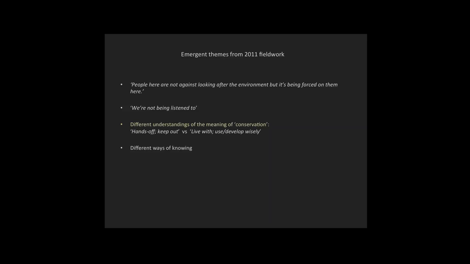For example, the understanding of conservation that people on Barra perceived the Scottish Government to have was one of hands off, keep out, draw a line around, and don't touch. And if you think back to the maps I showed you at the beginning, which had a line delineating the areas of the marine special areas of conservation, that was reinforced by that very static and one-layered map with a line around it.